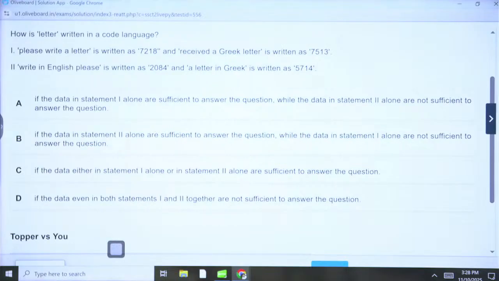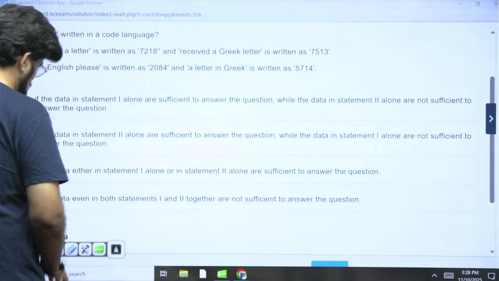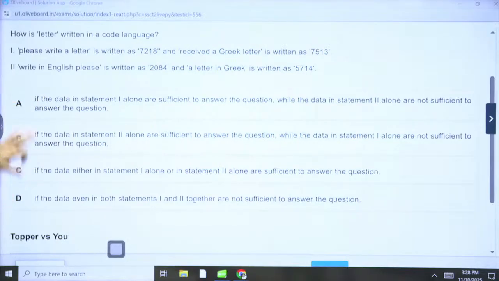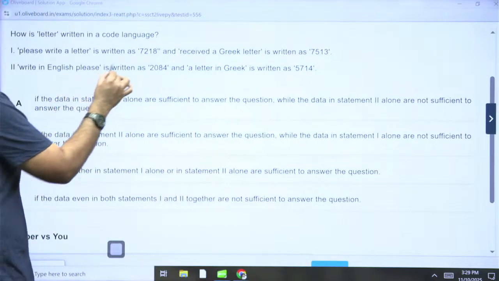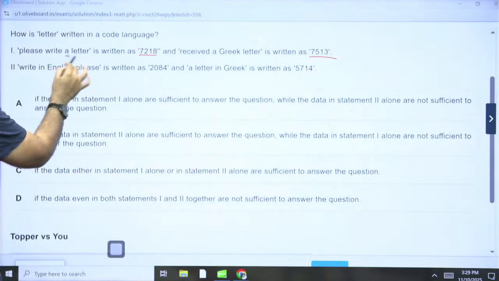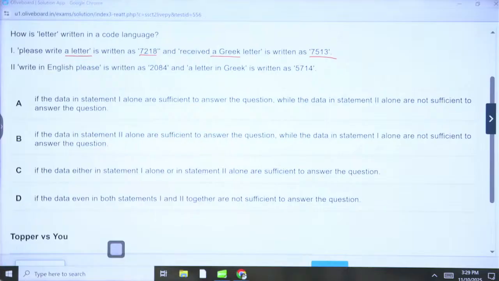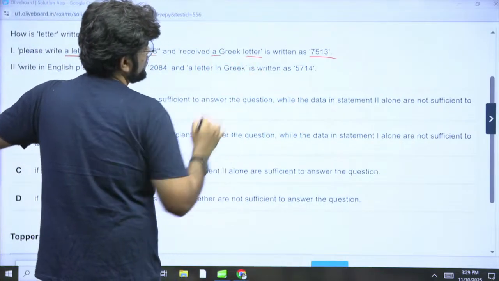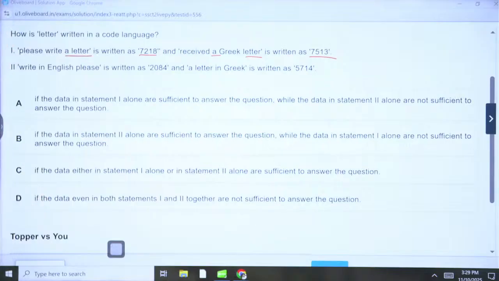So how is letter written in a code language? Look at the options first. Don't look at the sentences, the options first. Statement 1 alone is sufficient, 2 alone is sufficient, either 1 or 2 alone, and both are not sufficient. Perfect. So now 1 alone. Please write a letter is written as this, and received a Greek letter is written as this. So the problem is you have a letter and a letter. You will not be able to understand the difference because it's a Chinese coding only, no?